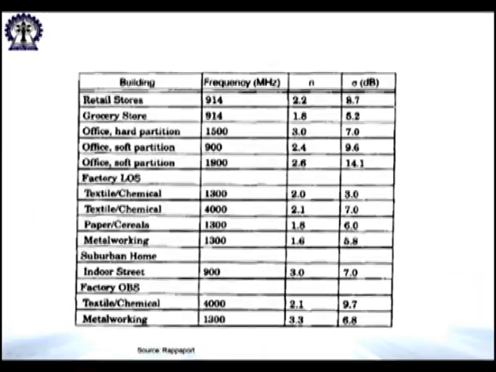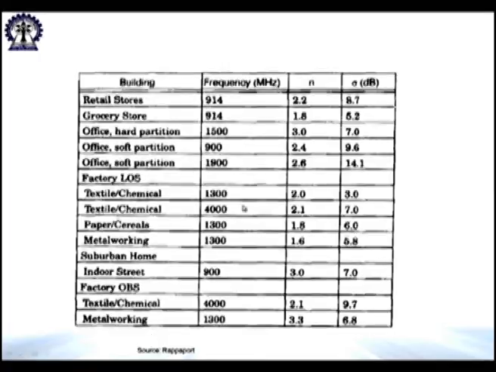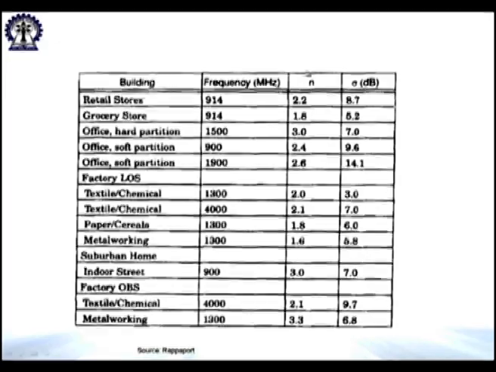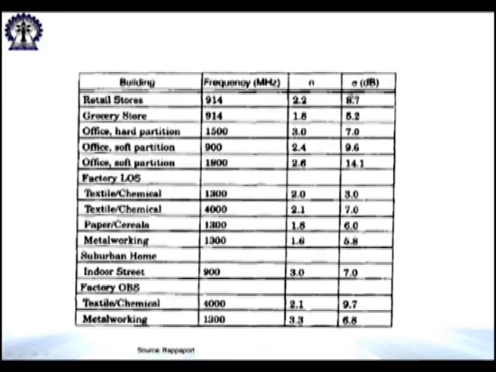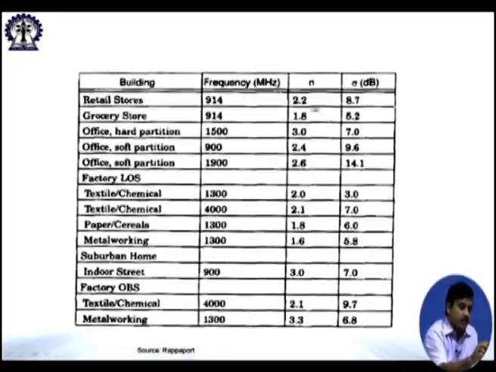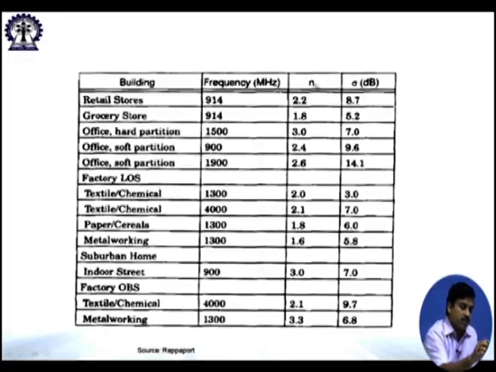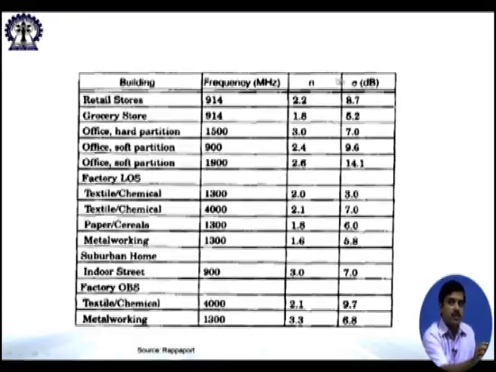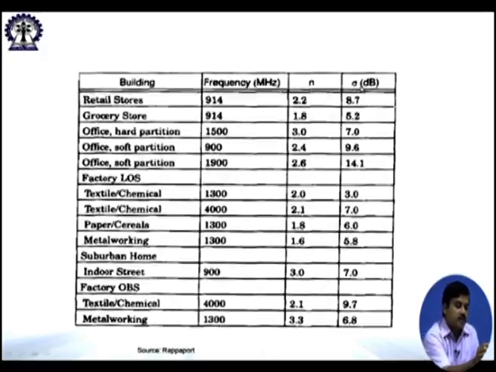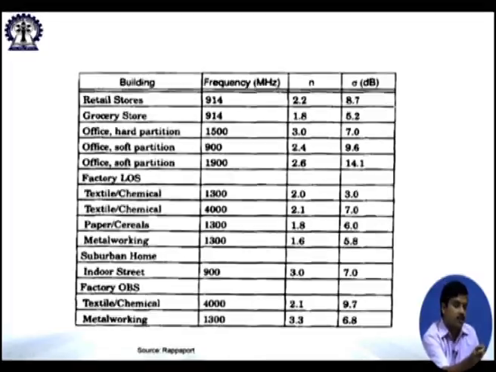So, in this particular slide, again taken from Rappaport as given in the book, what we will find is at different frequencies, different values of path loss exponent and standard deviation are reported. For example, in a typical retail store, path loss exponent of 2.2 with a shadowing standard deviation of 8.7. Now, with these two parameters specified, we complete the model through which we can generate samples of received signal strength, which would statistically meet the performance or the measured values as has been obtained.